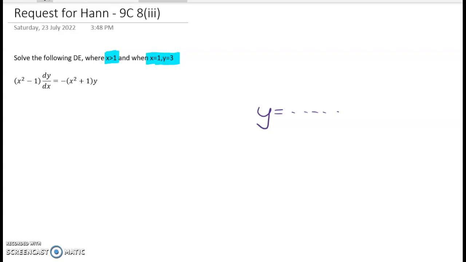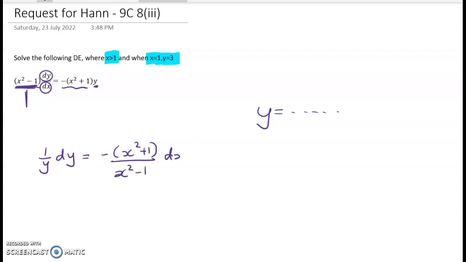The first step that we've got to do is always to look at how we can separate the variables. We've got a y thing here, and we've got x's here, and we're going to split up the dy and the dx. By the time you're watching this video, that should all feel pretty straightforward. On the right-hand side, we're going to have the x stuff, and on the left-hand side, we'll have 1 over y dy is equal to negative x squared plus 1 divided by x squared minus 1 dx.